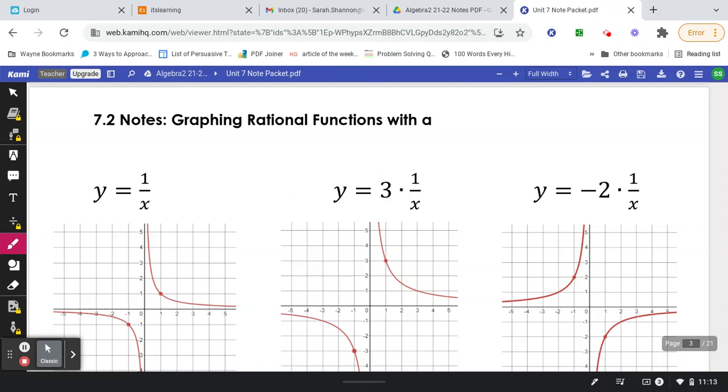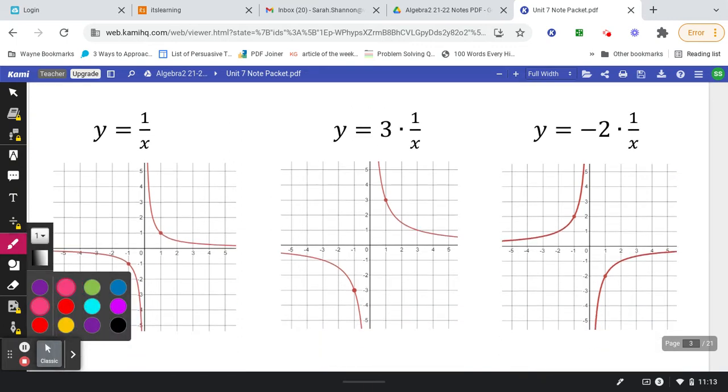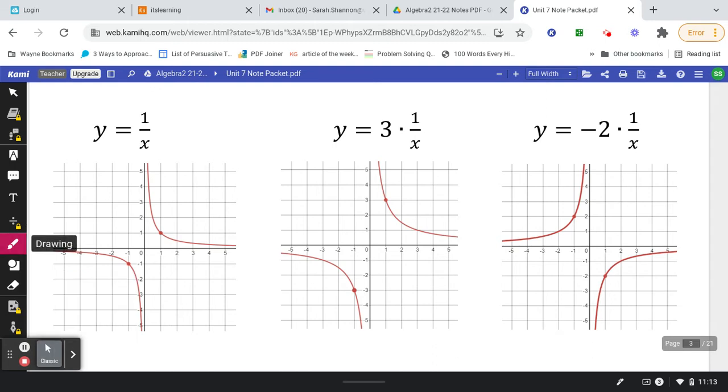This is the second day of graphing rational functions. This time we're going to graph something with a number in front. We call that number a. So if you look at our first example, you're going to want to have a colored pencil or something here, because we're going to draw in our asymptote lines.